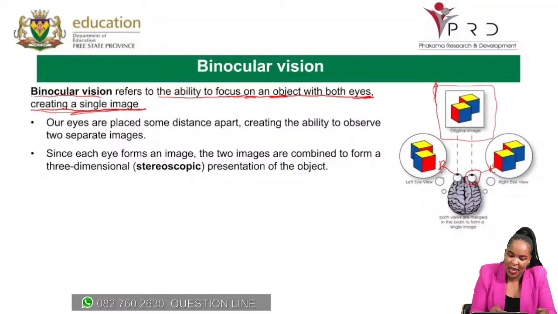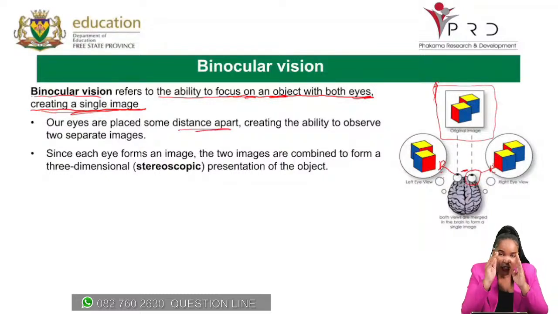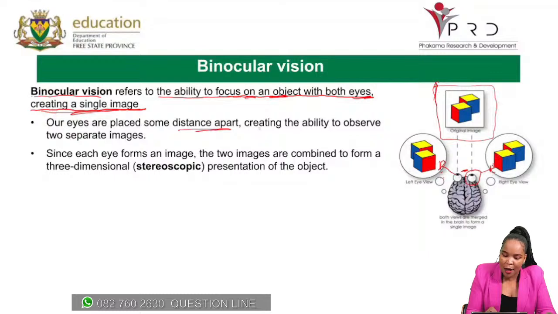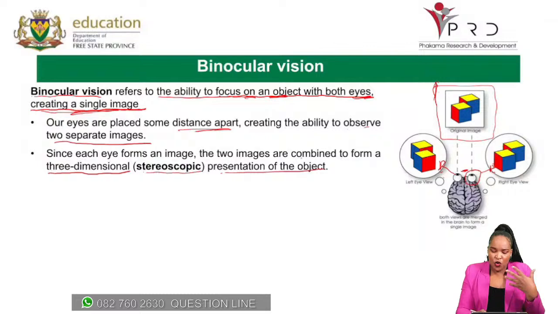So our eyes are placed some distance apart. Because our eyes are some distance apart, they are able to observe two separate images. But since each eye forms an image, the two images are combined to form a three-dimensional or stereoscopic presentation of the object. So remember we said, why do we need this binocular vision?